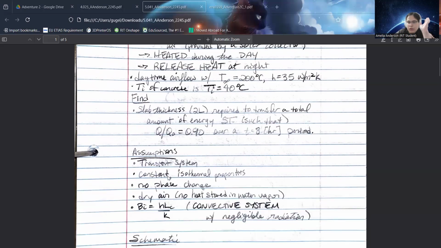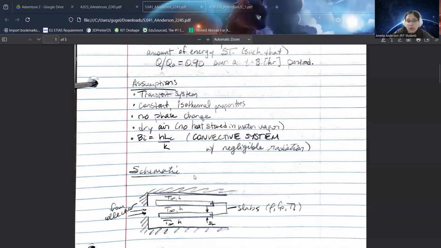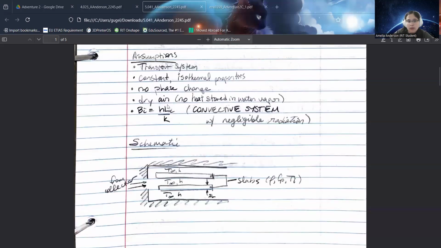We know it's a transient system because it's changing with time, but we're going to assume the properties are constant and don't change with temperature. We're going to assume there's no phase change. For example, if your concrete is sublimating, that's generally bad. We're going to assume the air is dry, so we're not going to deal with water vapor, latent heat, or anything like that. So, quality of life assumptions.